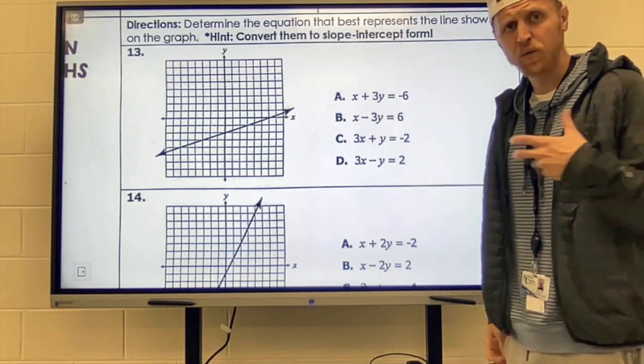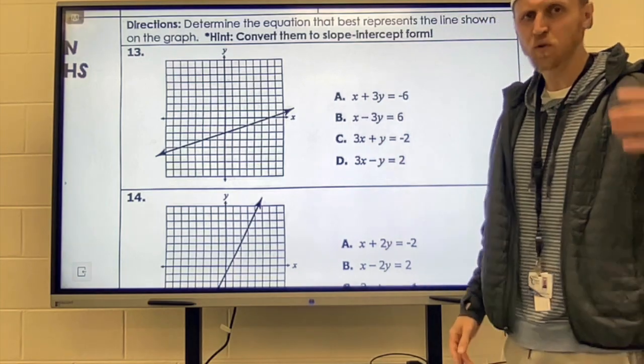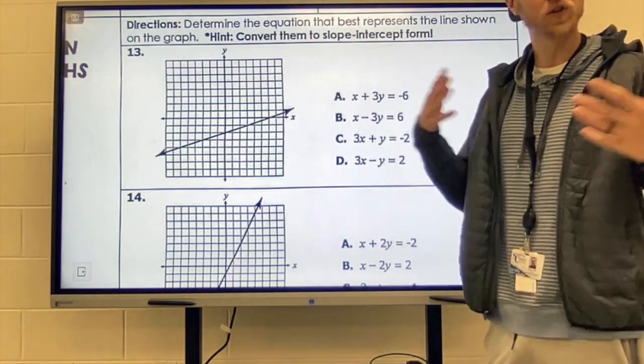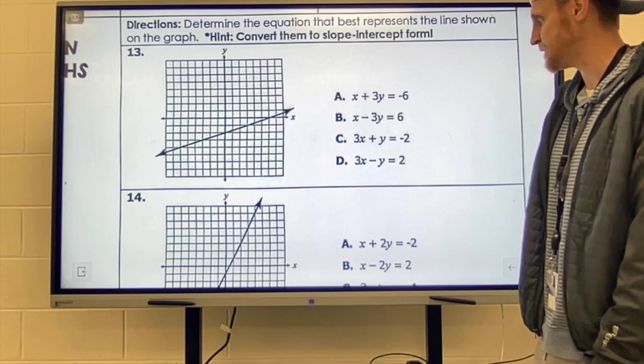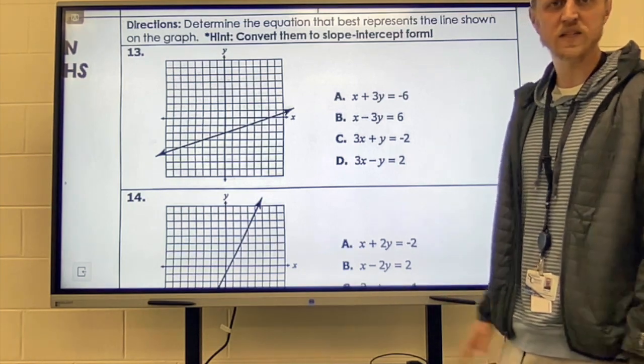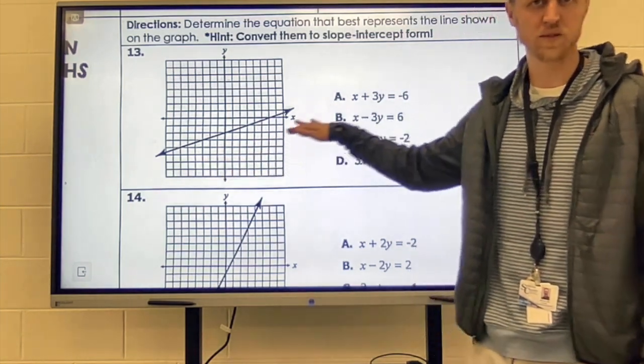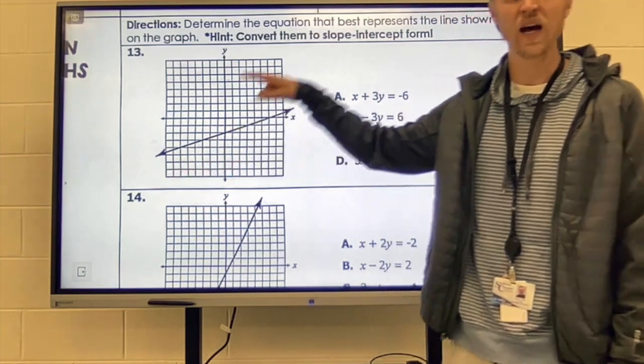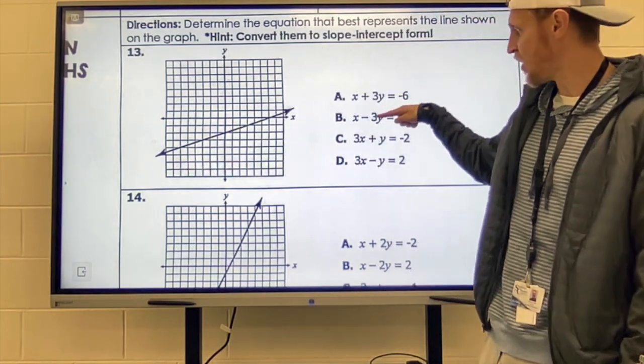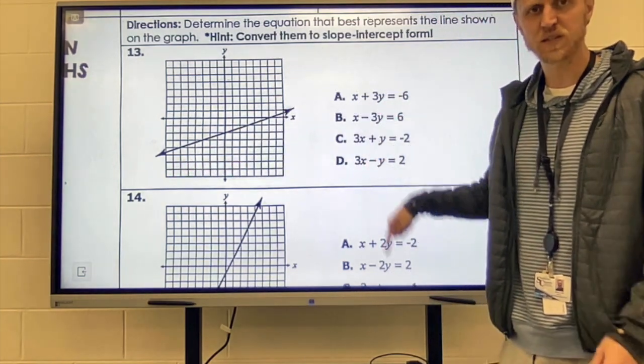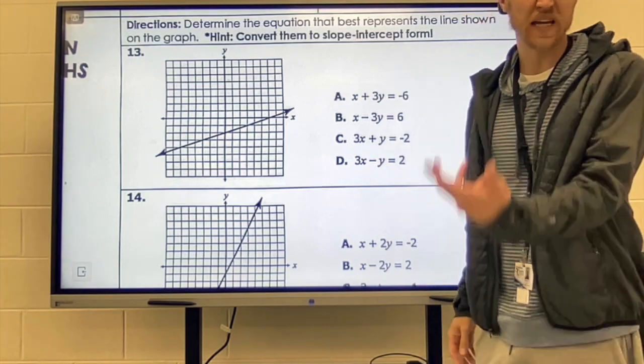So the way that I would typically solve something like this, and of course there are a few other ways that we could do this using intercepts or things like that, but one of the easiest ways to do it is to figure out what the y equals mx plus b form of this line is, and then simply change all of these to y equals mx plus b until we find the correct answer.